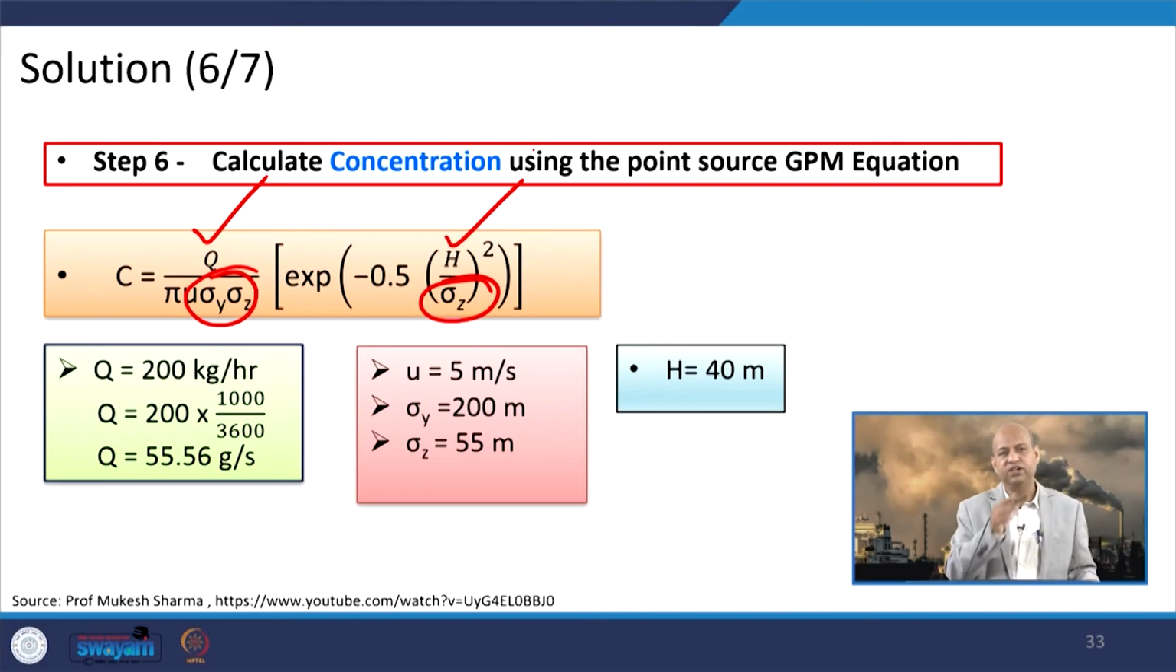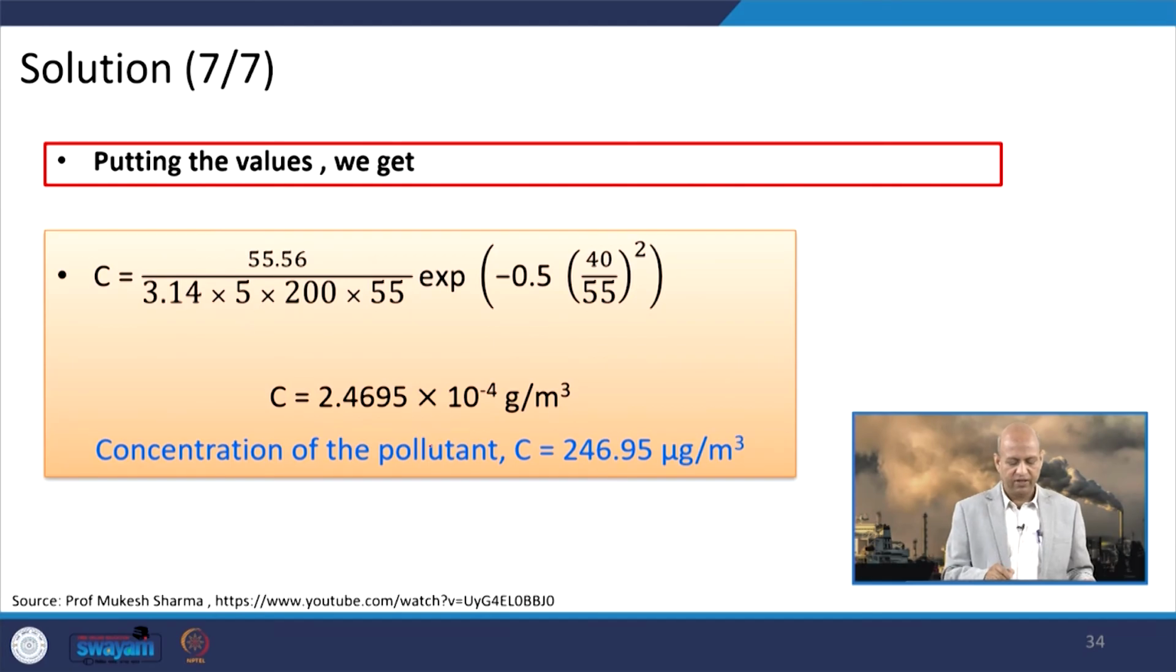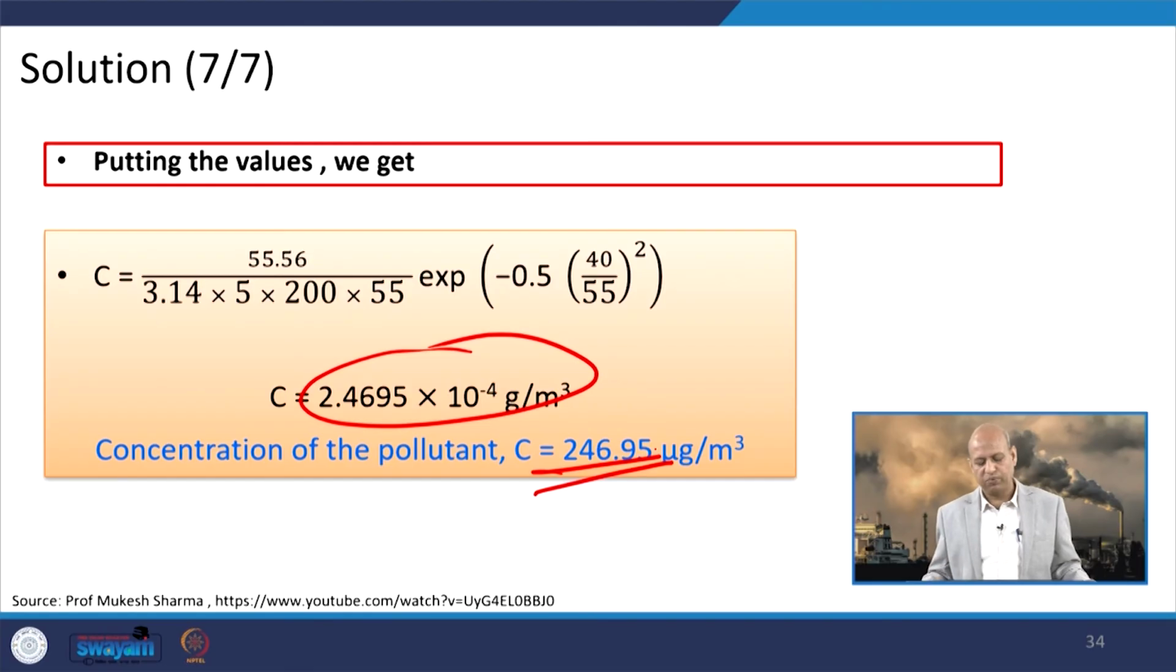Now, H effective stack height already given 40 meter. So, we will use this 40 meter. U 5 meter is given again at that effective stack height, in the problem it is given, otherwise you can calculate, it is very easy. Sigma y and sigma z values are there. So, you put those, like Q value 200 kilogram per hour, that value is given. You can convert it into gram per second. This equation is for gram per second. So, put those values into gram per second, and ultimately the concentration you calculate is around 246.95 or 247 microgram per cubic meter.